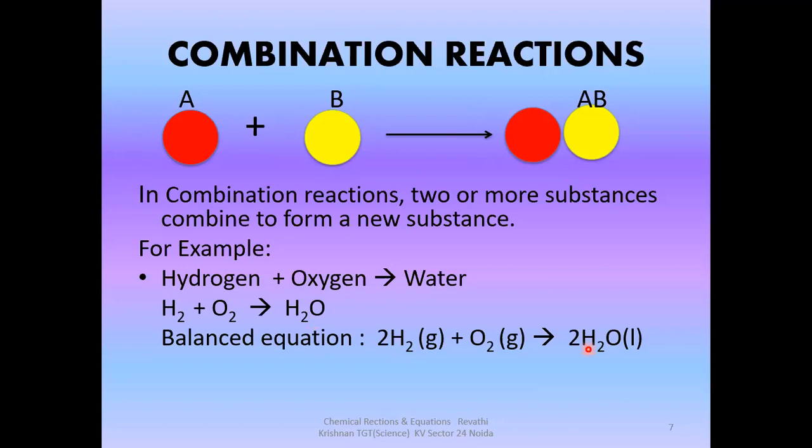In this simple reaction, the reactants were elements and the product was a compound. But the reactants can also be compounds. Let's take an example. In the reaction where carbon monoxide combines with oxygen, carbon monoxide is a compound and oxygen is an element. And when they combine together, they form carbon dioxide. The balanced chemical equation can be written as 2CO plus O2 gives 2CO2.